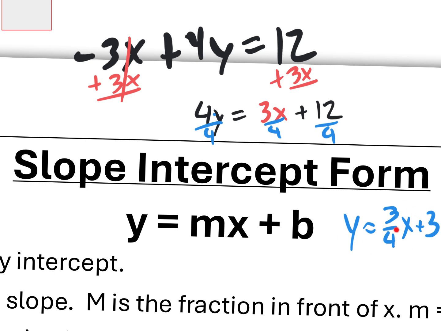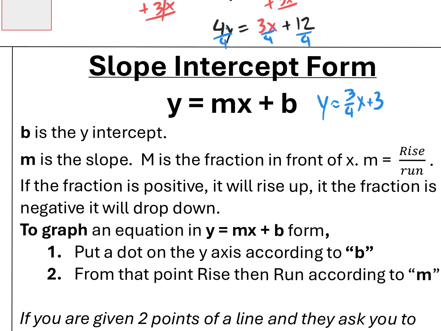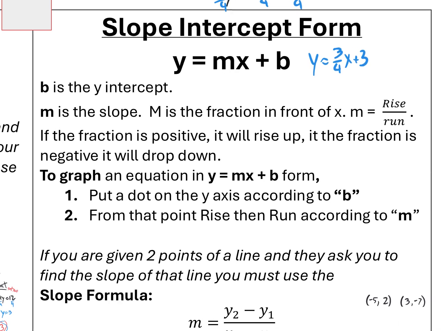So if you have it in this form where y is by itself, the number in front of x is your slope, okay? And the slope is rise over run. As a matter of fact, if we read through this cheat sheet, b is the y-intercept, so the 3 is the y-intercept. That's where it's going to cross the y-axis. M is the slope, so the m in front of x, that's the slope, okay? And if you keep reading, m is rise over run. So it's a fraction, rise over run. So the rise is 3, the run is 4.